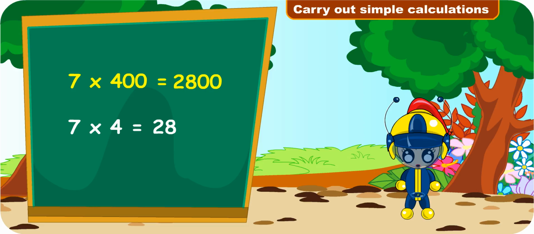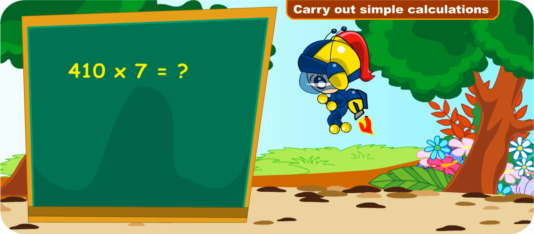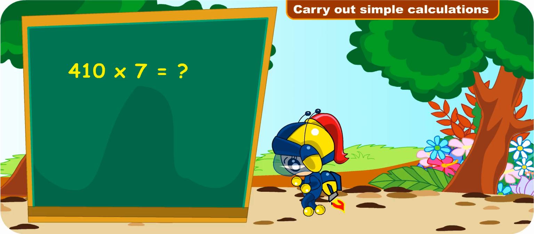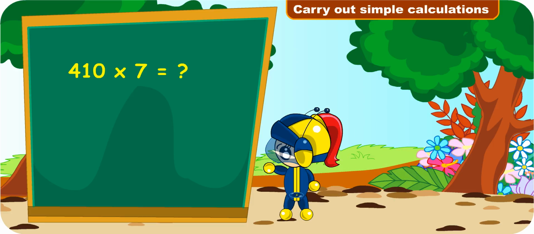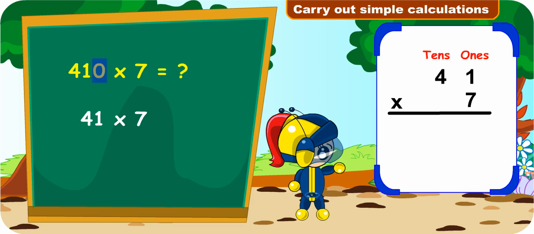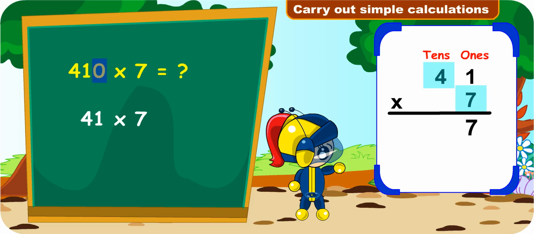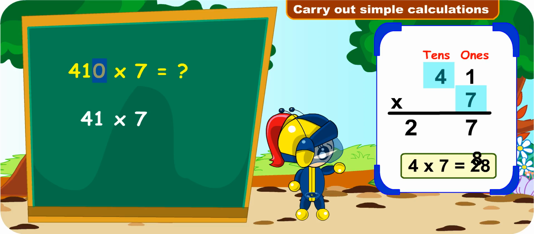Very good, Turbo Girl. Now tell me, what is 410 times 7? There is only one zero in number 410. I ignore it and multiply 41 by 7 first. To find out what 41 times 7 is, I multiply 1 by 7 to get 7 ones. Then I multiply 4 tens by 7 to get 28 tens, which is equal to 280 tens.